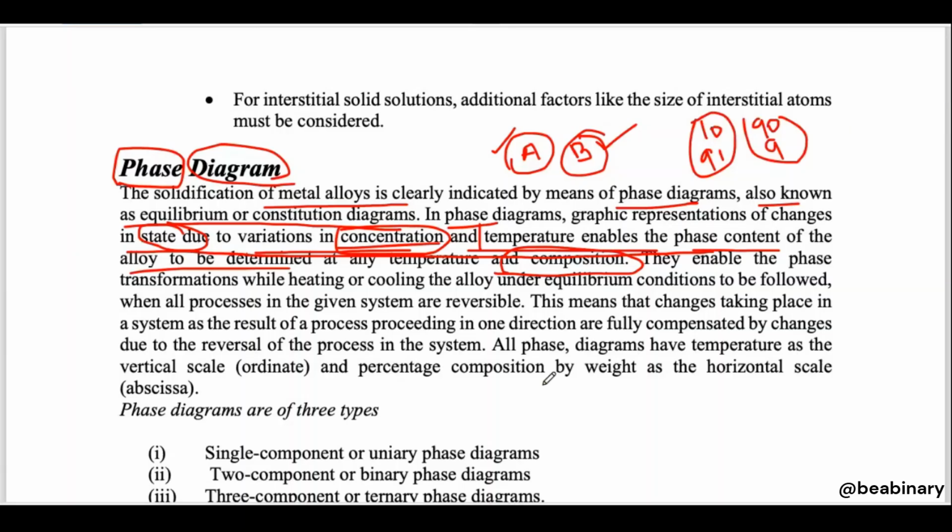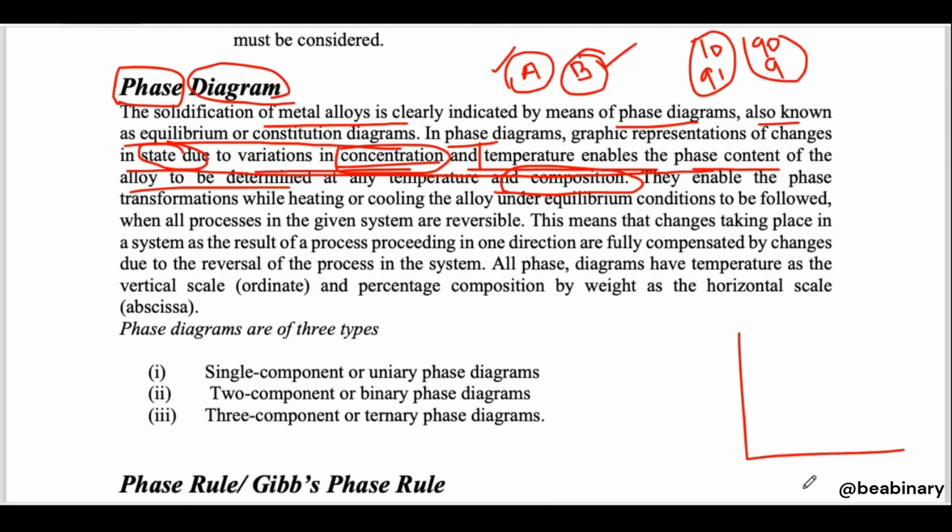Suppose you keep the temperature here and the concentration here, so you have an x-axis and a y-axis. Now suppose your graph is like this. At this particular point you have your temperature here and concentration here. According to that, you can define what phases occur at that particular point. That is basically the phase.